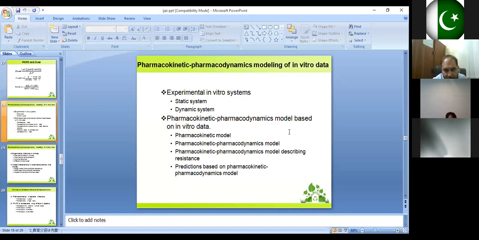And then the PKPD model, when we are using it for in vitro study, the pharmacokinetics model and PKPD model, which are describing the resistance, that I told about in the mutant selection window. So in that model, we can predict the resistance, and also what will be the effect if the dose increases, or what will be the effect if it decreases. This is the prediction.